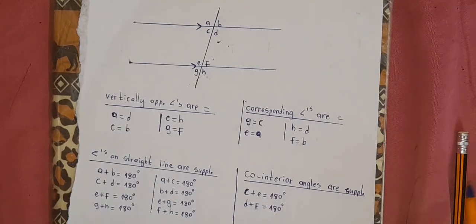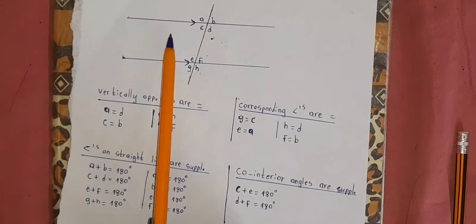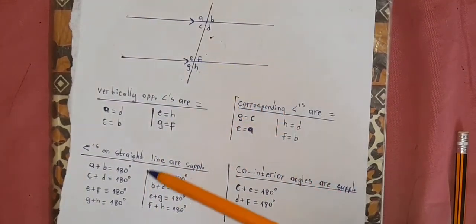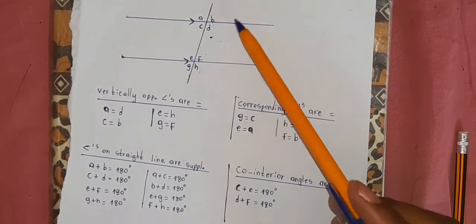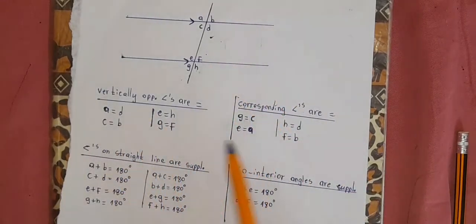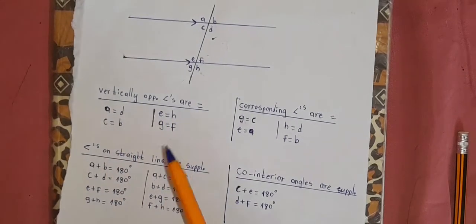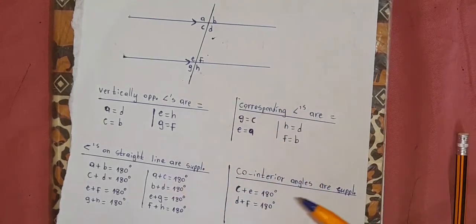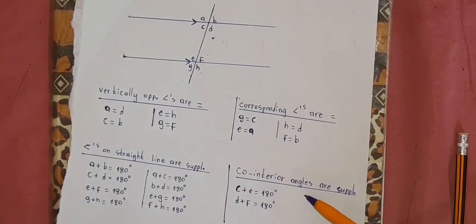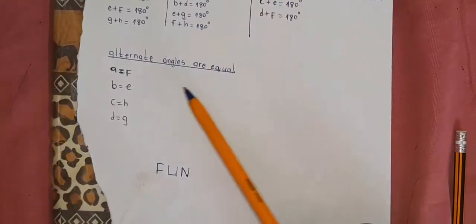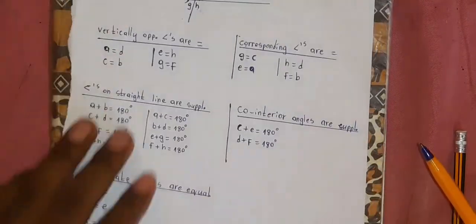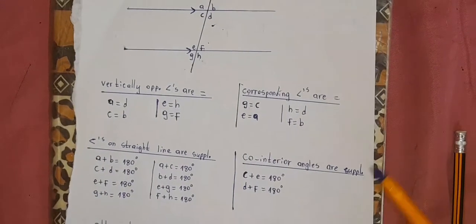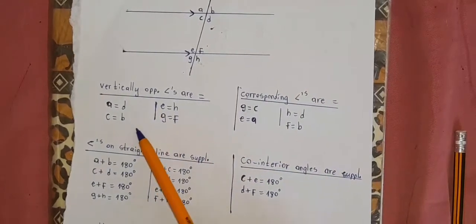and so on and so on. In grade 10, they told you that if we have two parallel lines and we have a transversal here, in that transversal we have these properties that I wrote down here. We have vertically opposite angles, we have corresponding angles, we have angles on a straight line, co-interior angles, and then we have these angles here, the alternate angles. And yeah, let's look at them one by one, and let's start with vertically opposite angles.